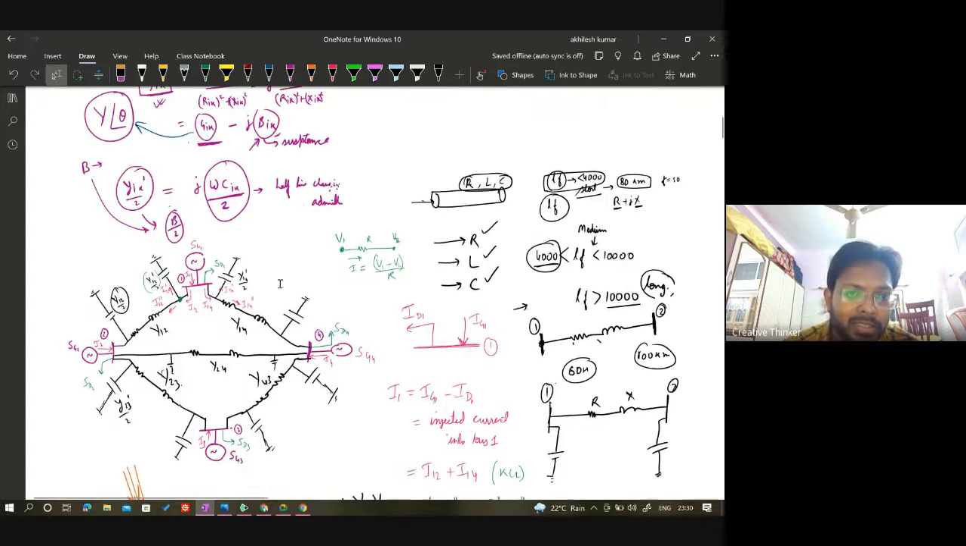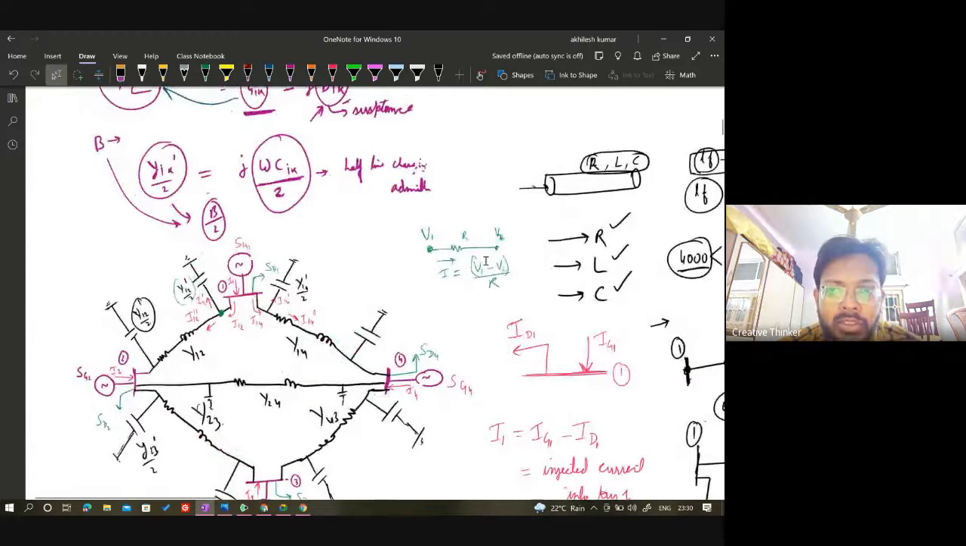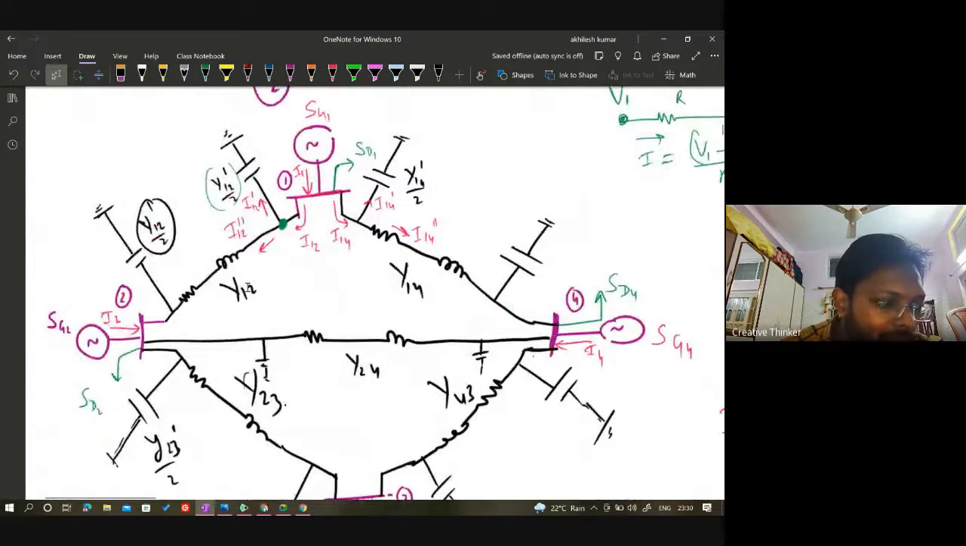So we have taken the example of this network, which I have shown you. What we are writing is the injection at each bus. Injection means how much power is going inside.